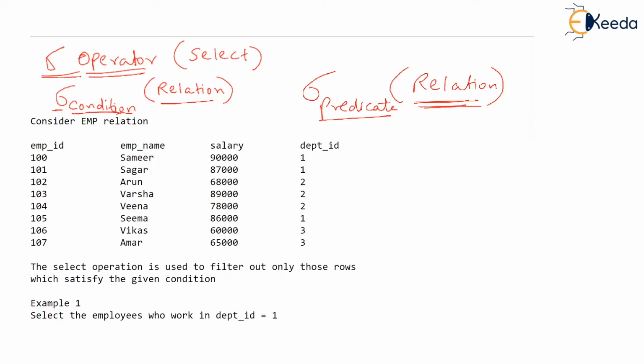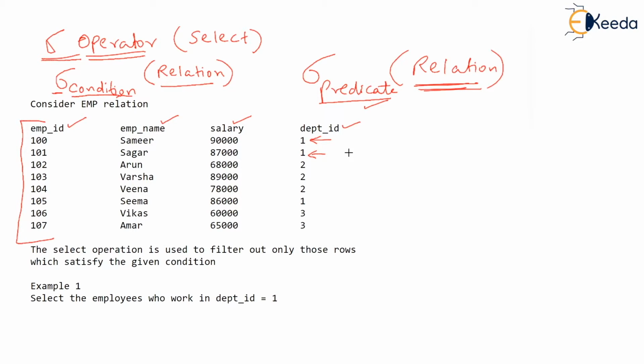As an example, we have an EMP relation here. Check that we have employee ID, which is the primary key. Obviously, you can see that employee ID is not repeated at all. We have employee name, then salary, and department ID, the department number in which the employees are working. Now just imagine we want to select the employees who work in department number 1. Currently, we are seeing the employees working in all the departments one after the other.